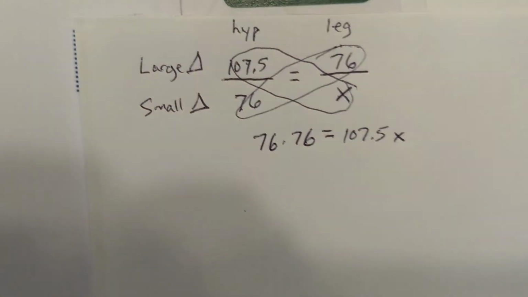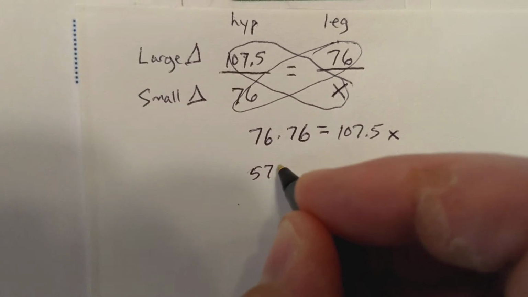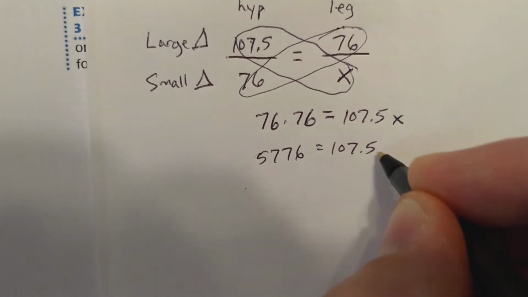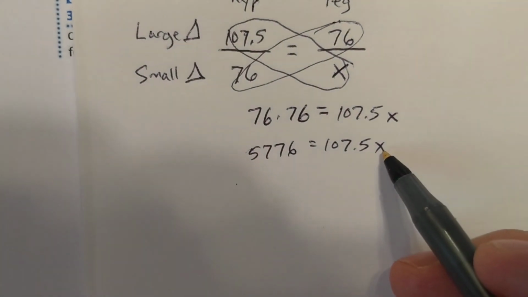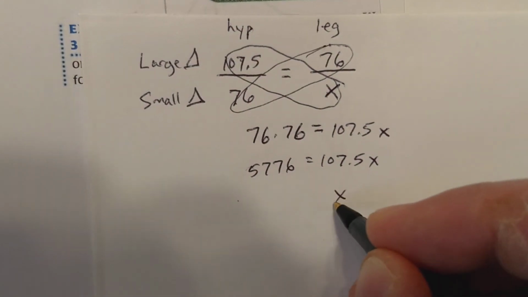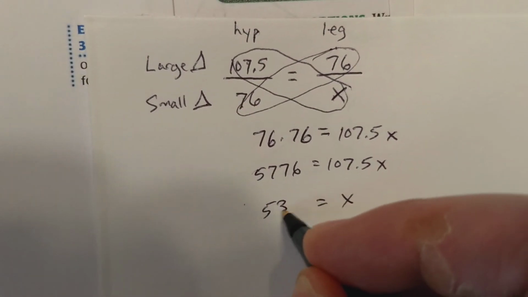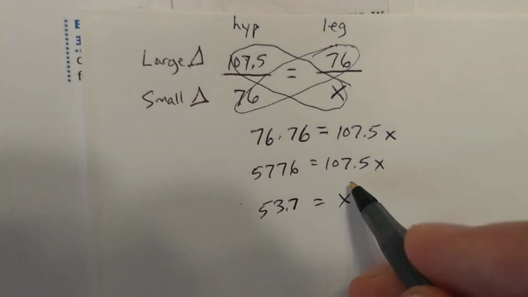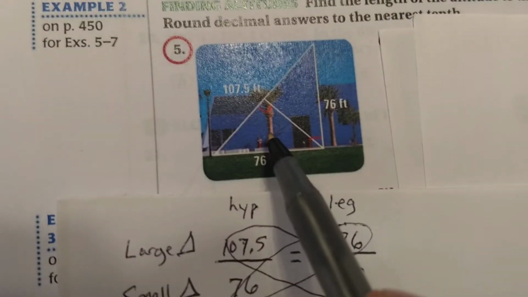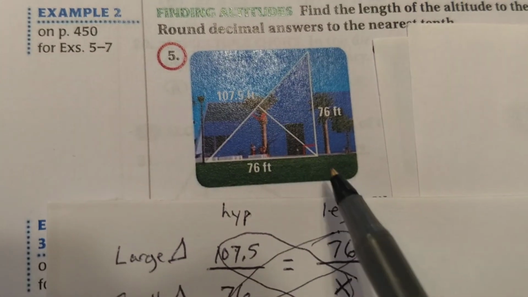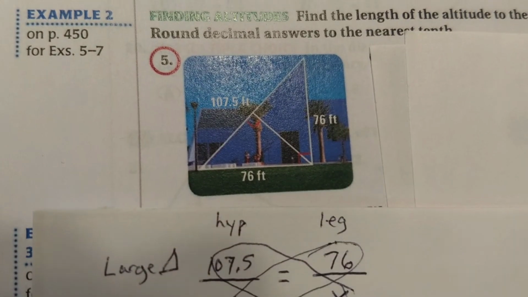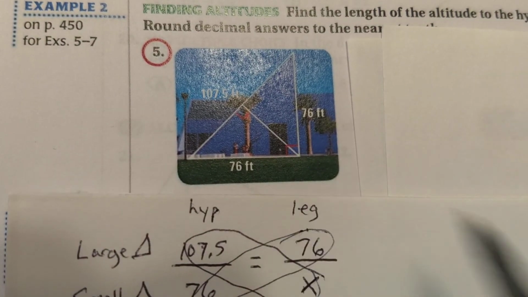And I just get my calculator out. I find out that 76 times 76 is 5,776. That's set equal to 107.5x. I can get x by itself by dividing both sides by 107.5. And when I do that, I get x equal to 53.7. That's the rounded value. I think there's a few extra decimals on that. And I look back up here and question, does that make sense that that would be about 53.7? Yeah, that makes sense. That fits into the ballpark of an estimation. And that's the value for that altitude.